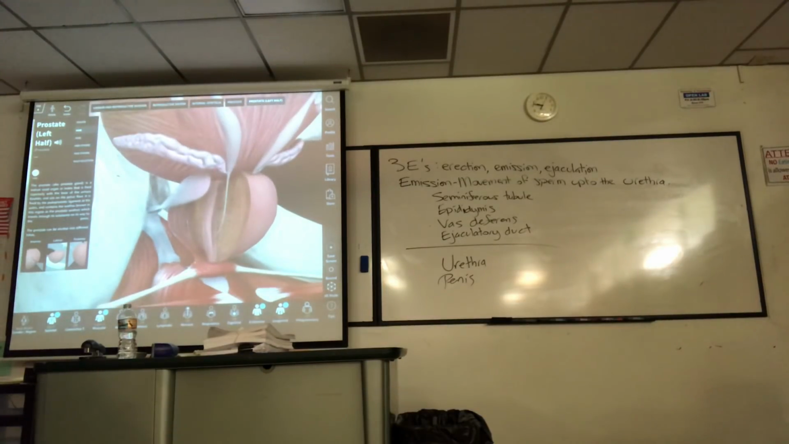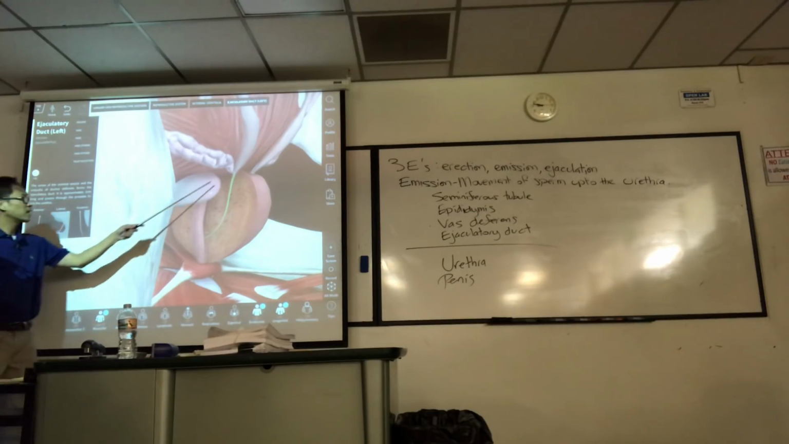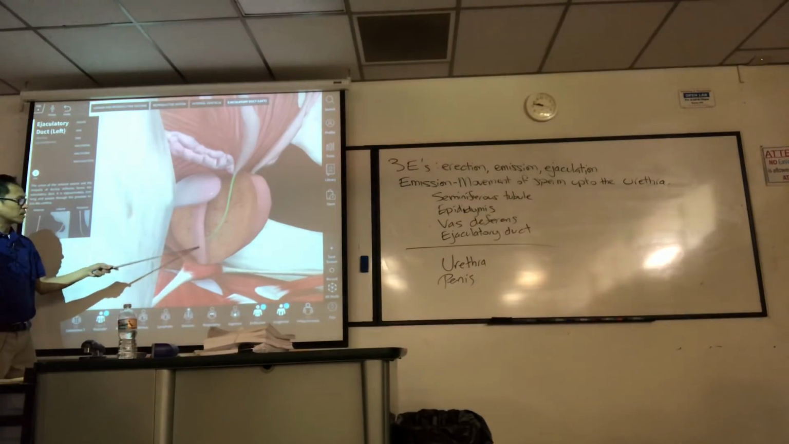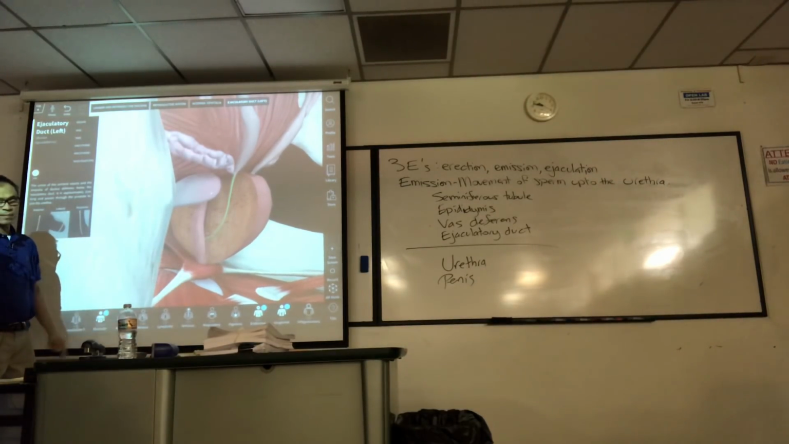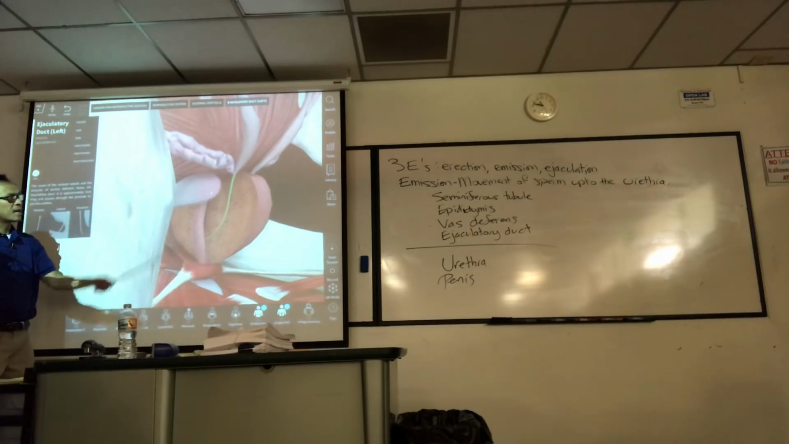So I'm zooming in on the half of the prostate there. The structure I've highlighted in green is the ejaculatory duct. It's inside the prostate. Okay, and this is the first part of the urethra. It's called the prostatic urethra because it's inside the prostate. So basically, movement of sperm up to here is the definition of emission.